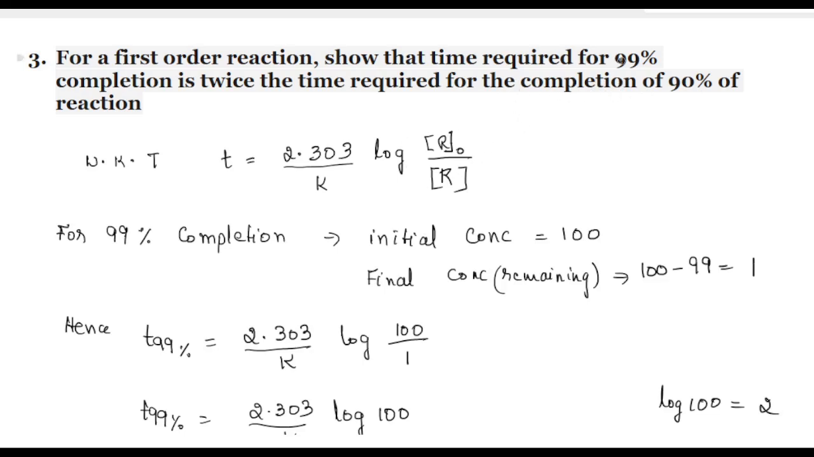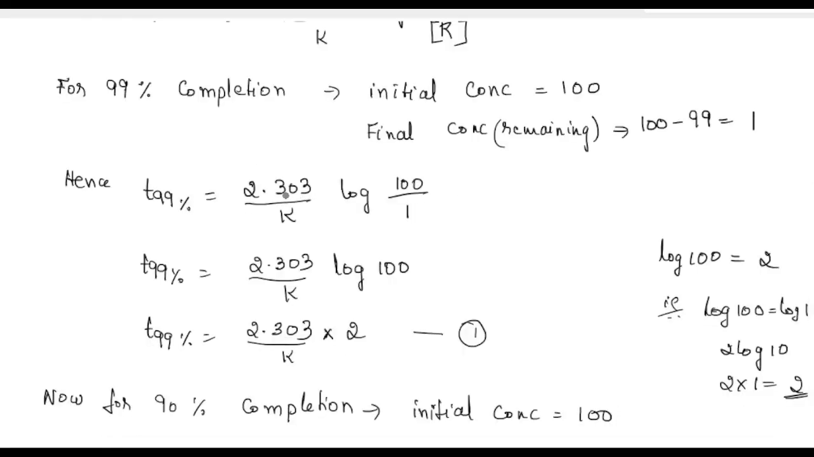So first, we'll calculate the time required for 99% completion. For 99% completion, the initial concentration is 100, and after 99% completion, the concentration remaining is 100 minus 99, that is 1. So your R naught is 100 and R is 1. Substituting the values for R naught and R, we get T 99% equal to 2.303 by K log 100 by 1. Log 100 by 1 is log 100 and the log 100 value is 2. So T 99% equal to 2.303 by K into 2. Let us consider this as 1.